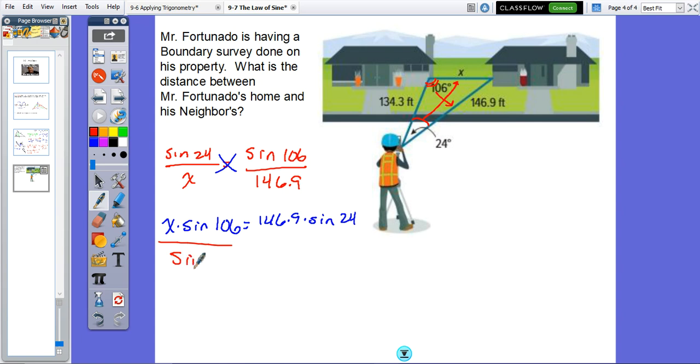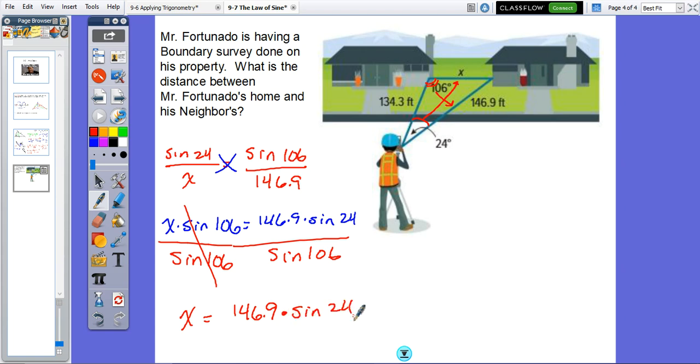So back to finishing the problem here. We're going to divide both sides by sine of 106. So x will equal 146.9 times sine of 24 divided by sine of 106. So get your calculators out. Let's try that out. So 146.9 times sine of 24. I always hit enter to see that number. You get 59.7. You divide that by sine of 106. You get roughly 62.2 feet.